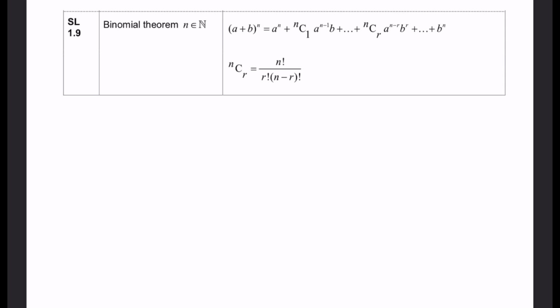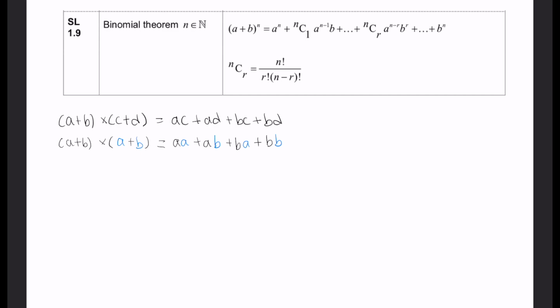To get started, we're going to look at what happens when we multiply a plus b with c plus d. The answer is ac plus ad plus bc plus bd. And ac, ad, bc, bd are all the unique ways you can multiply a letter from the first bracket with a letter from the second bracket. If we now replace c and d with a and b, we get the expansion for a plus b squared, which is a squared plus 2ab plus b squared. Note that we have 2 of ab because when we multiply real numbers, the order at which we multiply the numbers doesn't affect the outcome.